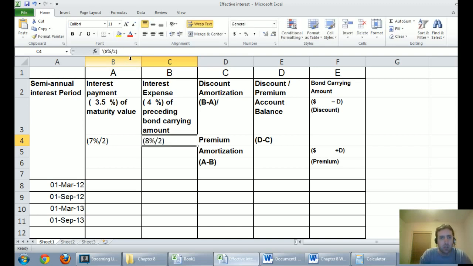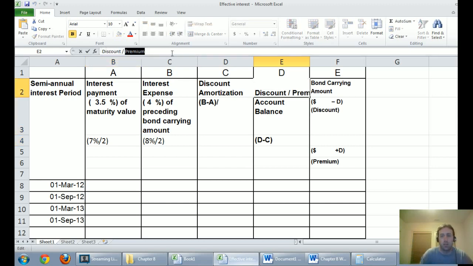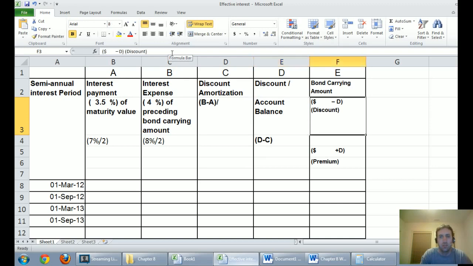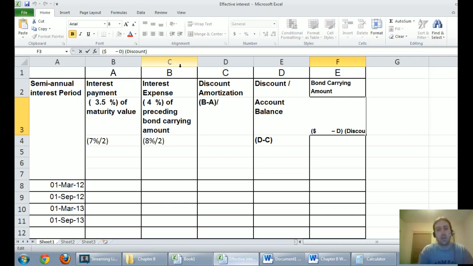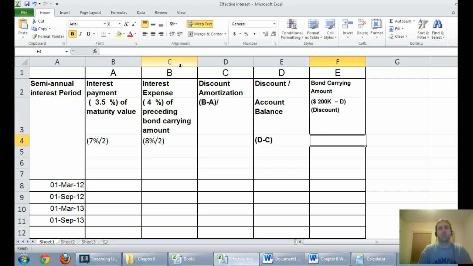Discount amortization or premium amortization: well, we're dealing with a discount. I'm going to delete everything to do with premium because it's not a premium, and we talked about that. Discount account balance: there's a formula there. Bond carrying amount, blank minus D discount. The blank here is the par value, or the maturity value, of our bond. It's the amount of money we were asking for and the amount we're going to have to pay back, which in this case is $200,000. So 200K minus D is the amount I put in there.